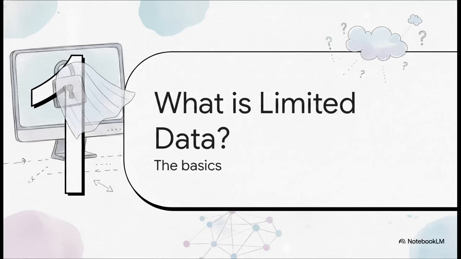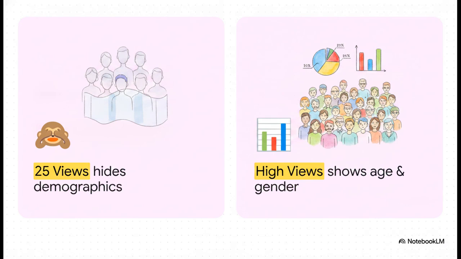So, jumping right into part 1, what is limited data? Imagine your newest video only has, say, 25 views. If you go checking the age and gender report, YouTube is going to throw up a brick wall that says not enough demographic data. Think about it. If they gave you the exact ages and genders for just 25 people, you could probably figure out exactly who they are. It's a massive privacy risk. But once that same video hits a high view count, the system knows those individuals are safely anonymized in the crowd, and boom, your metrics become fully visible.